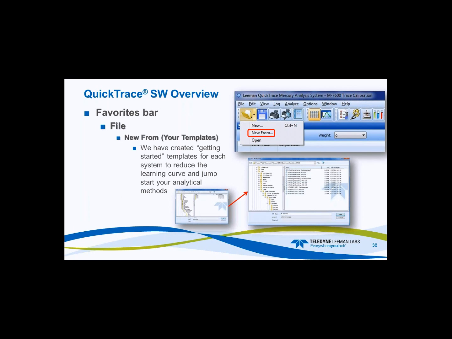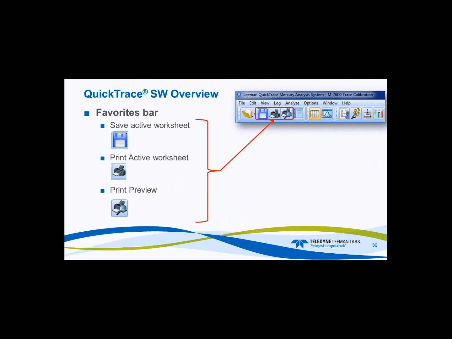So new from templates. We've created a fair number of templates for the system under each scenario and each applicable method: the standard method or US EPA methods 1631 or 245.7, and choice of auto sampler. We've gone through and tried to create some of these, and it's a good way to get you started in method development without a lot of the headache. All the systems come with these canned worksheets.